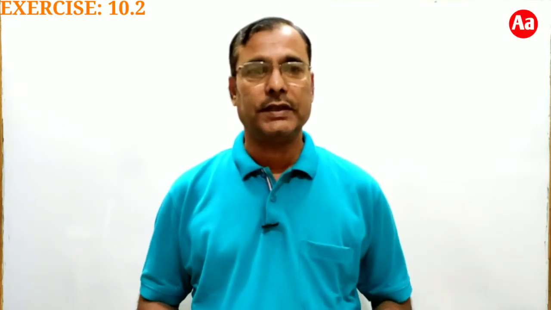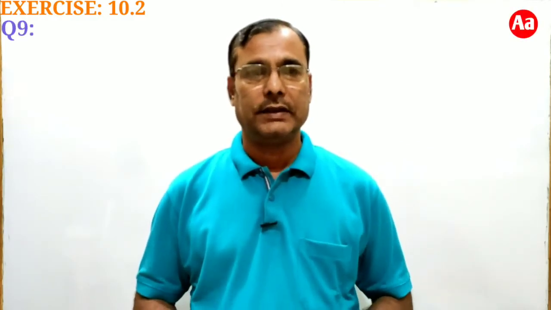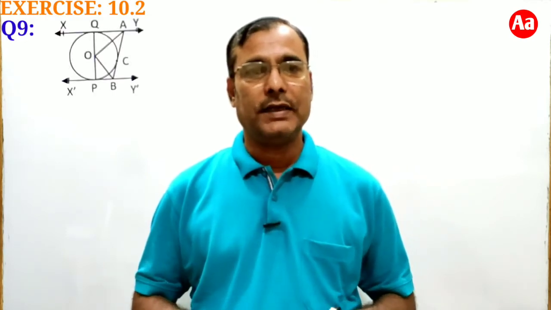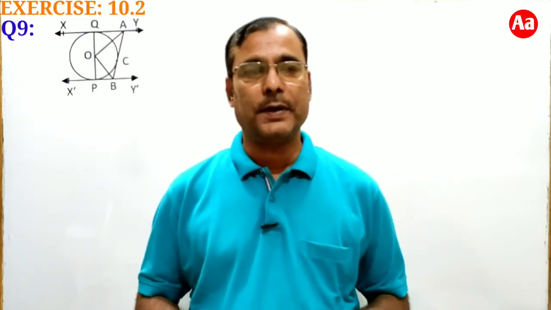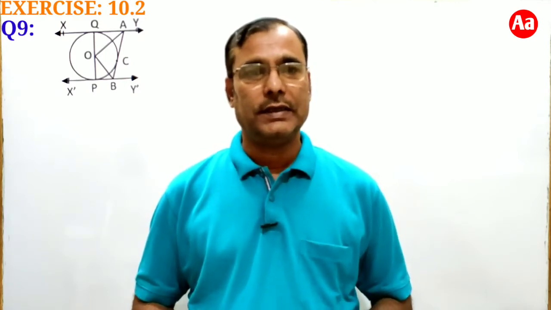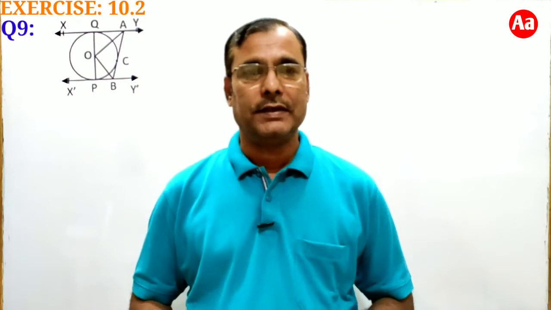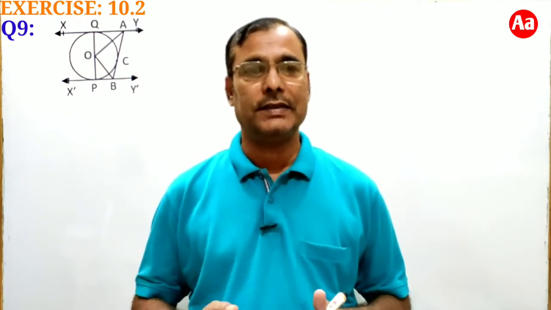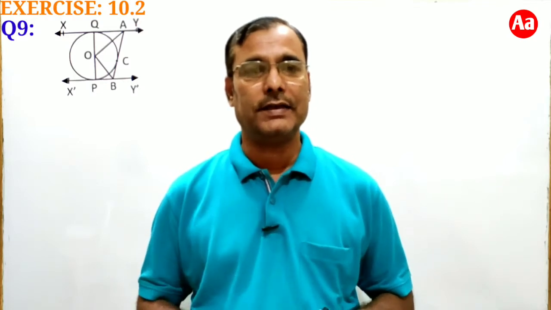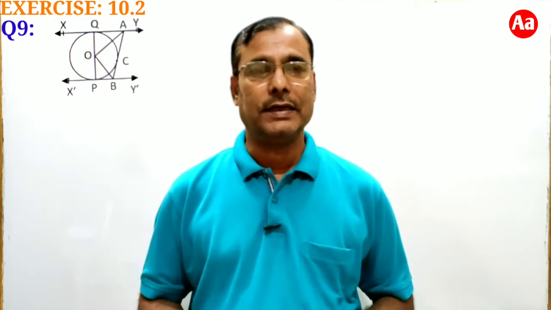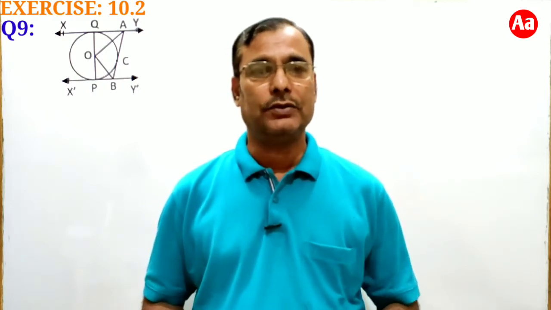Next important question is question number 9. In the given adjoining figure, XY and X dash Y dash are two parallel tangents to a circle with center O, and another tangent AB at point of contact C intersecting the tangent XY at A and tangent X dash Y dash at B. Prove that angle AOB equal to 90 degrees.